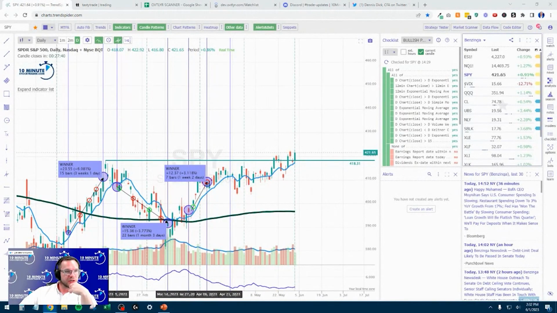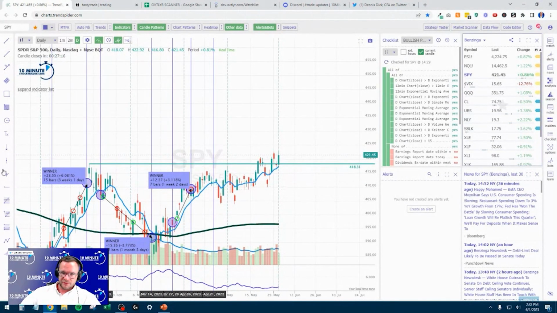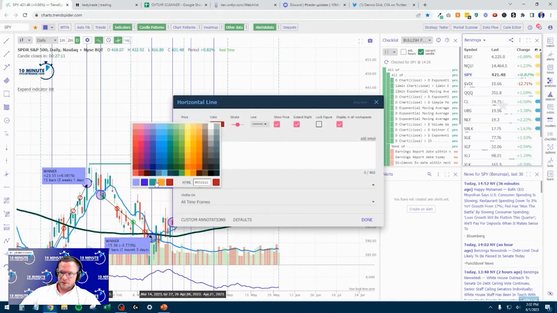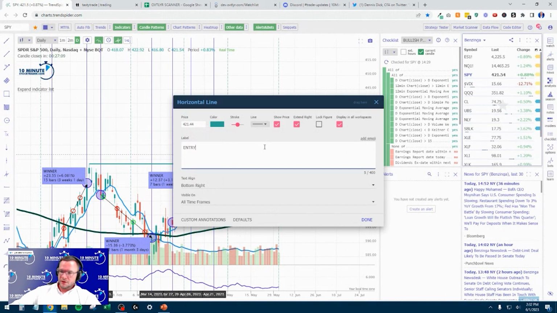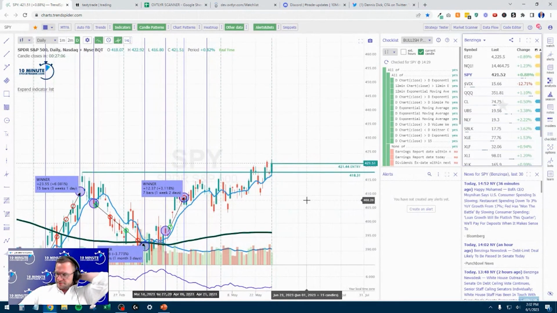Now, be sure, Yorn, when you're doing this, to have an appropriate position size. Because even though we're getting into these trades, we're not getting into them with the expectation that every time is going to win, because you just can't. Entry point, we're going to call it 421.52. Okay, I got my position sized, all good to go. So I'm in, and let me mark on here real quick. And we are good to go.